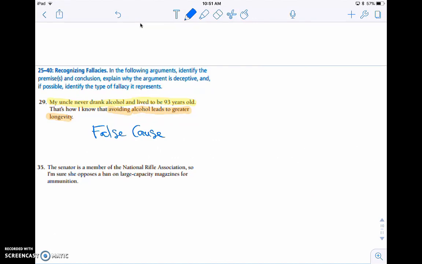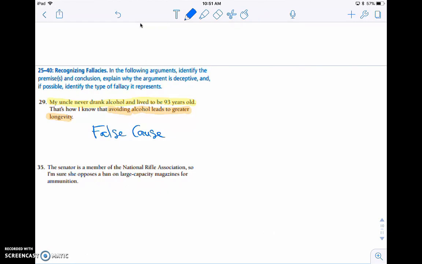Because there are definitely many people who don't drink alcohol but don't live to be 93 years old. There may be a correlation there, but one does not cause the other. But in this argument, we're definitely saying that one causes the other.